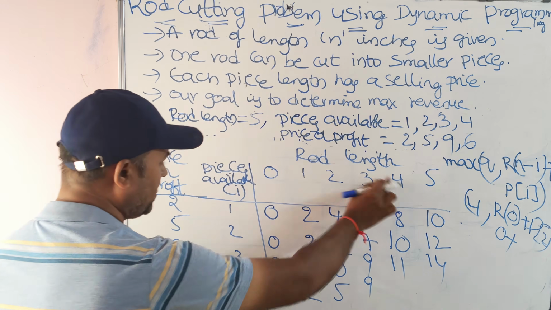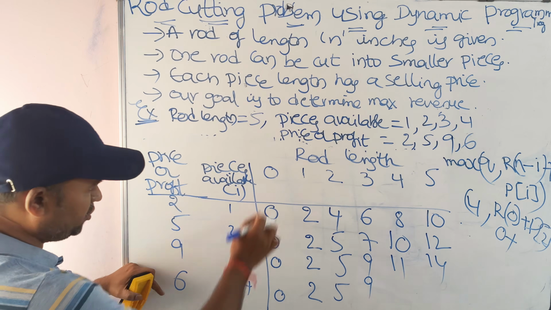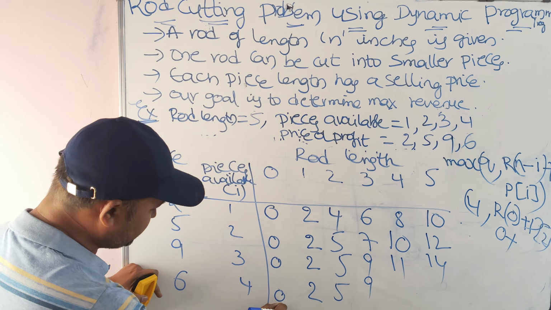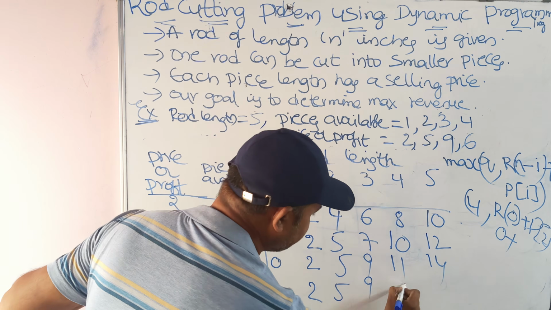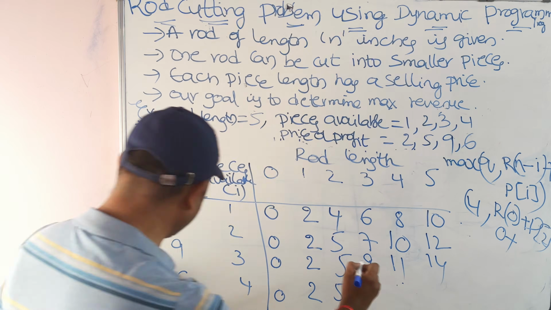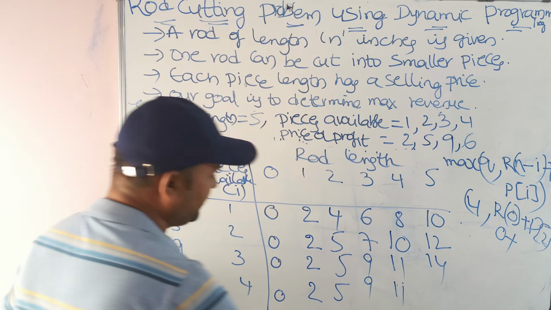Next, here we have 4. So 4 minus 4 means 0. So 0 profit or revenue is 0. So 0 plus 6 means 6. Out of 6 and 11, which is maximum? 11 is the maximum value.